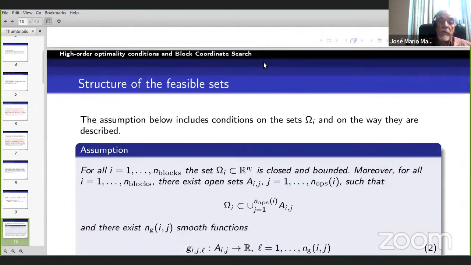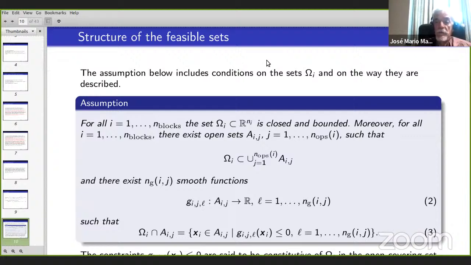The structure of the feasible sets. Now, here is the mysterious part, the structure of the feasible set. The feasible sets are going to be closed and bounded. Moreover, for each feasible set, I am going to consider that each Omega_i is contained in the union of some open sets.